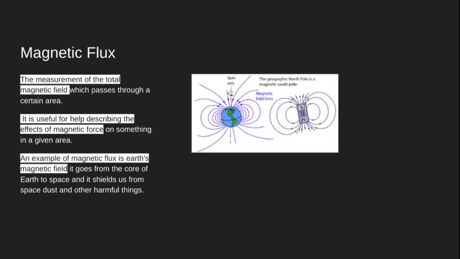Magnetic flux. The measurement of the total magnetic field which passes through a certain area. It's useful for describing the effects of magnetic force on something in a given area. An example of magnetic flux is Earth's own magnetic field. It starts from the core, and it comes out in many lines that protect us from the harmful dangers of space, like dust and asteroids. It essentially keeps us in a bubble.